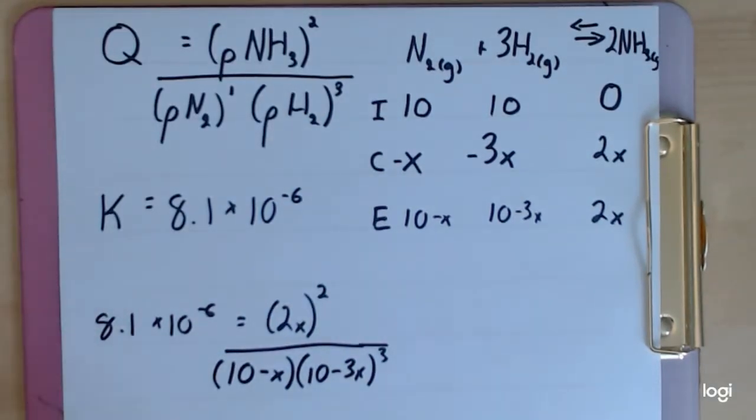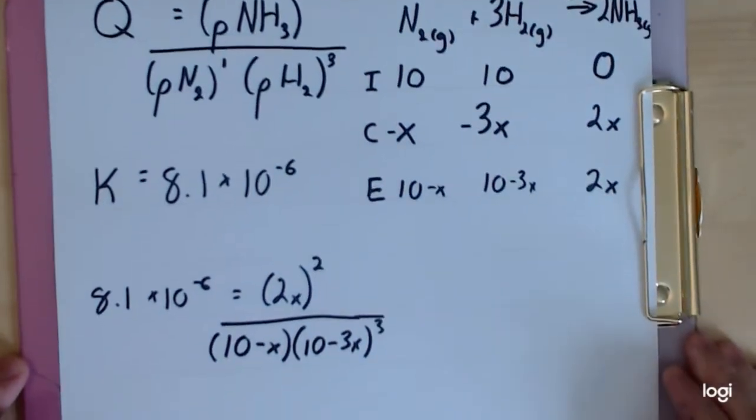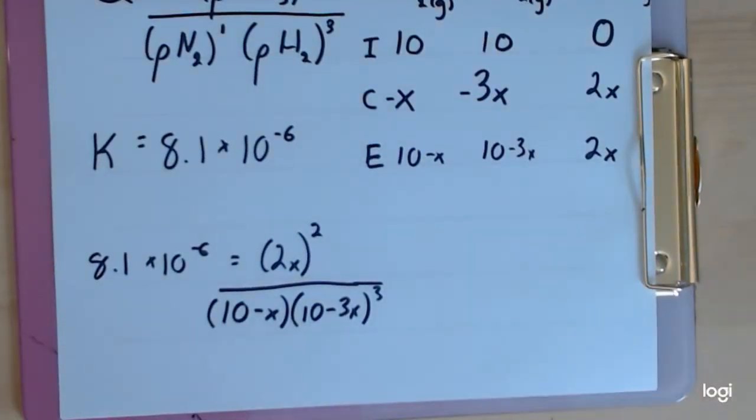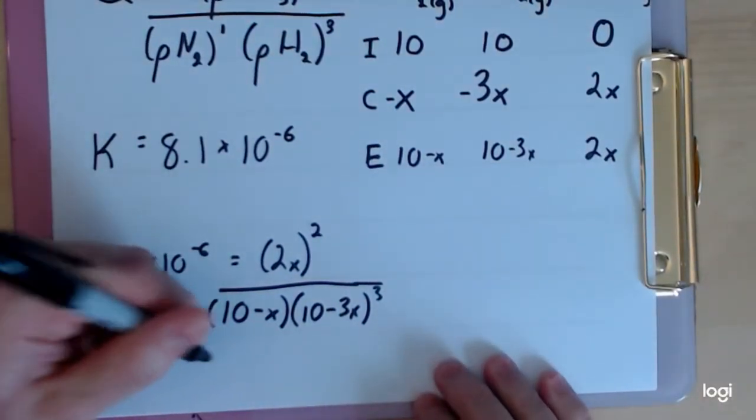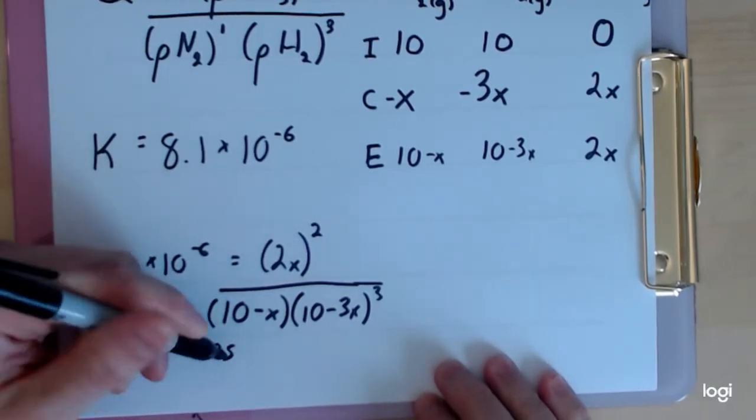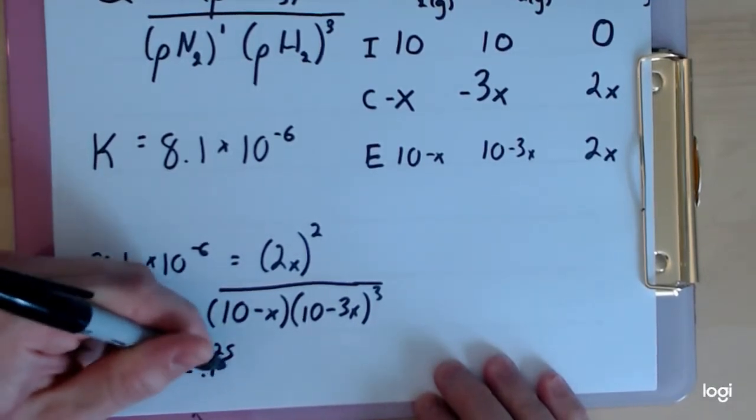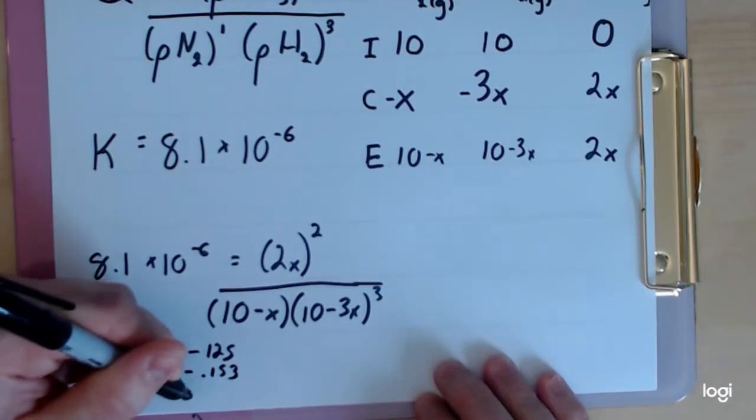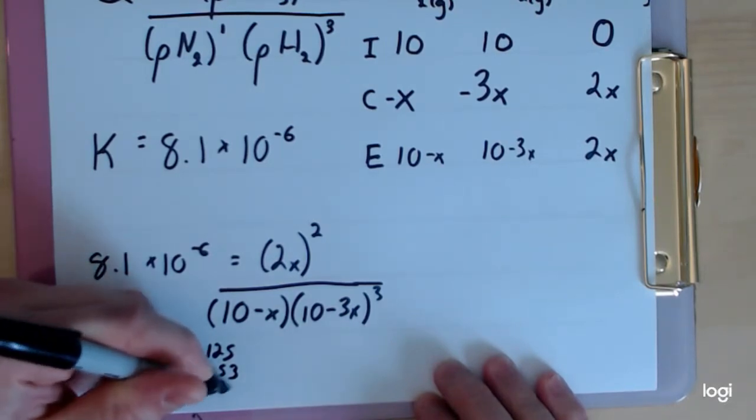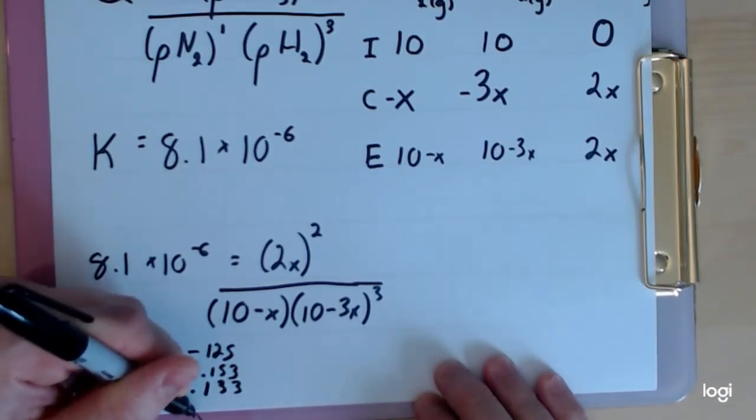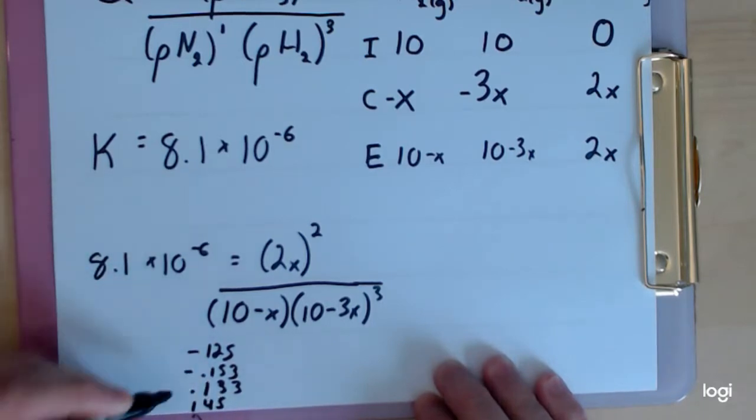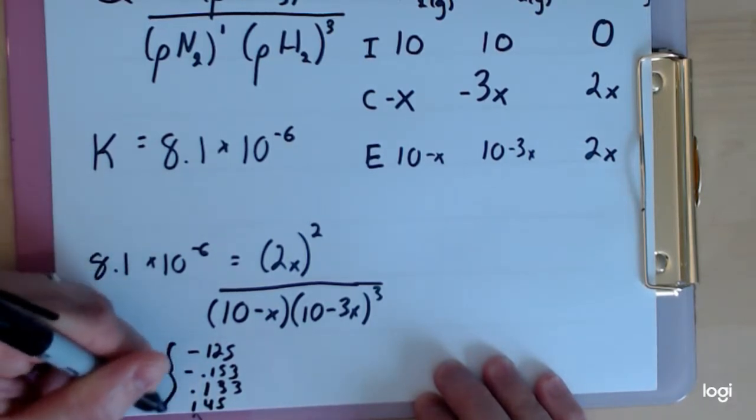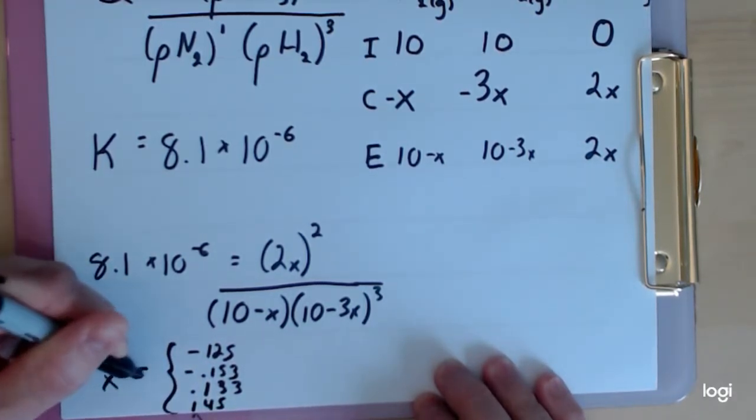And let me just solve this real quick for you in my head. What are these numbers? You have negative 125. You have negative 0.153. You have 0.133. And you have 145. All of these are solutions for x.